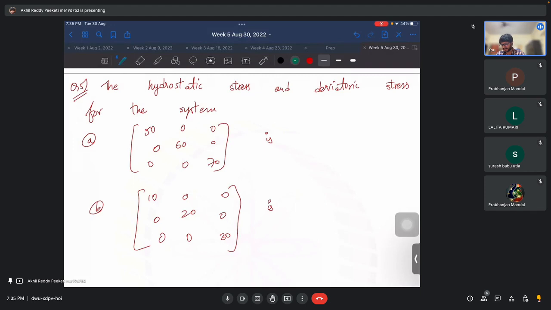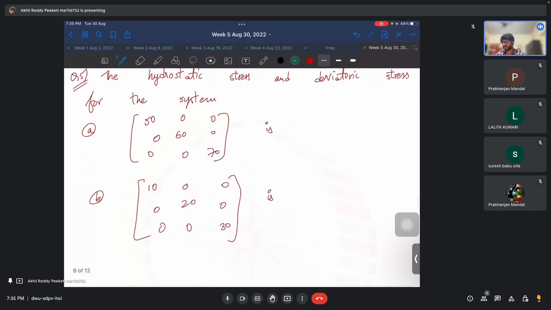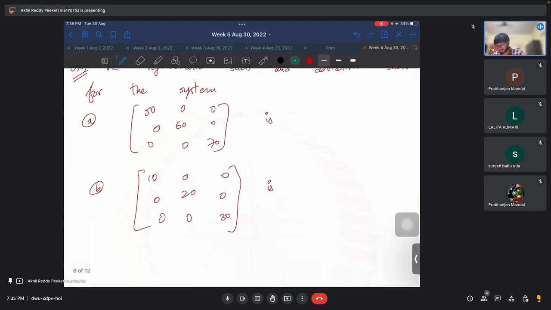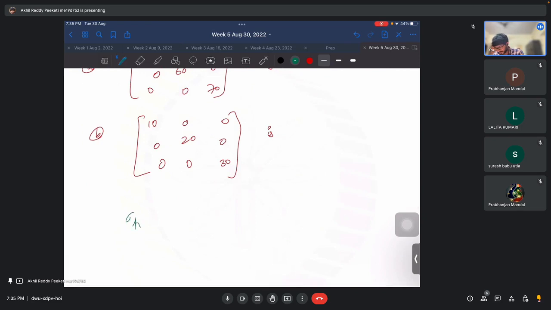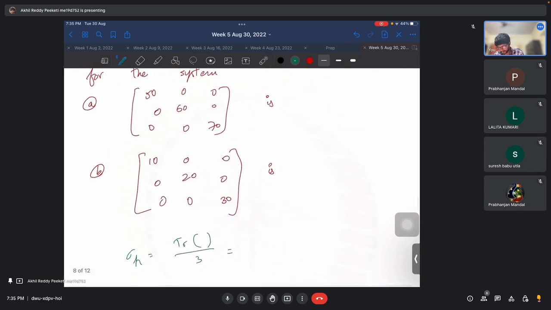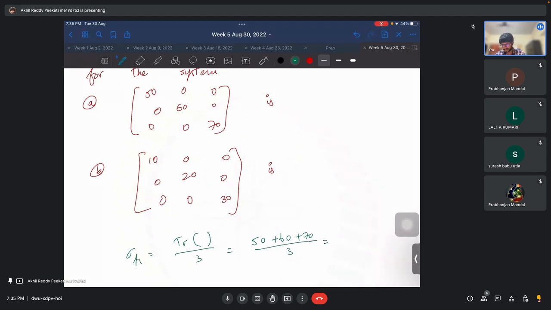So if you are given any stress state, to find the hydrostatic stress, let's take sigma h as the hydrostatic stress. It's basically trace by 3. So here it would be 50 plus 60 plus 70 by 3. So what would be this value? 60, right?